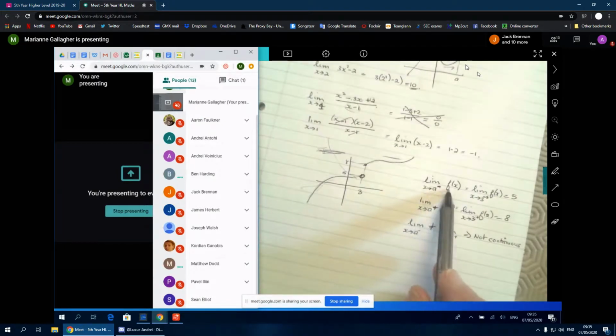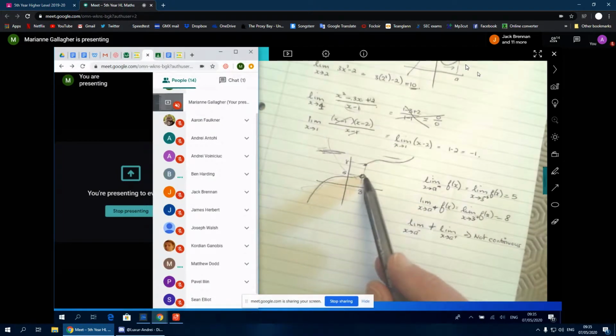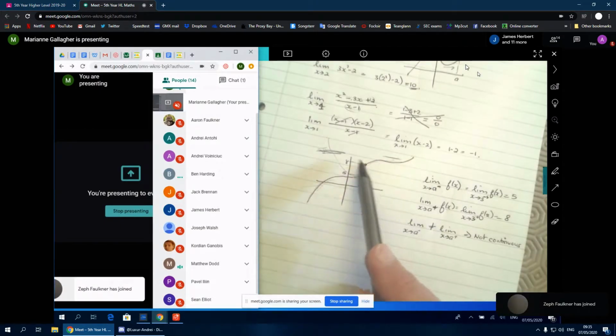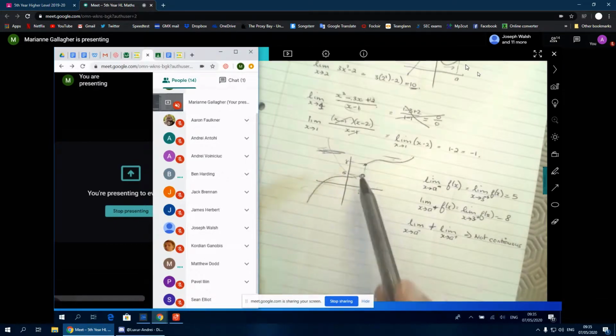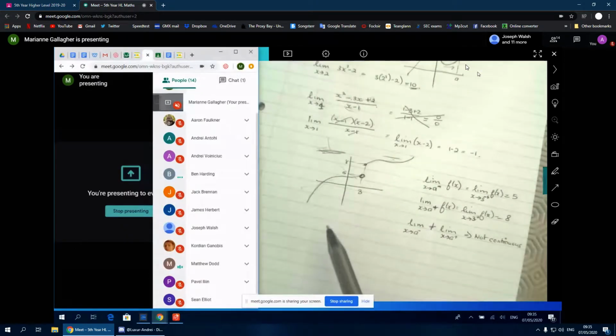So if I'm coming along the function from the left, my limit as I get closer to 3 is going to be 5. If I'm coming along from the right, it's going to be 8. And if they're not the same, obviously there's a break in the function, so it's not continuous. Okay? Yeah.